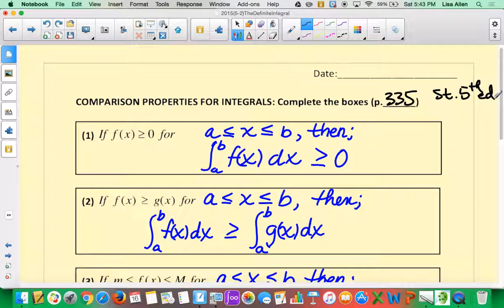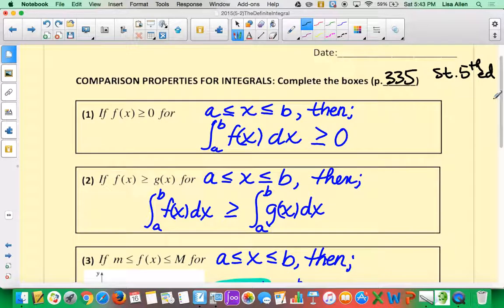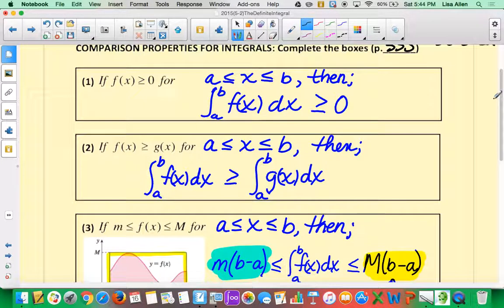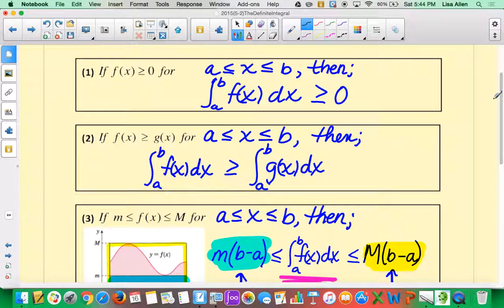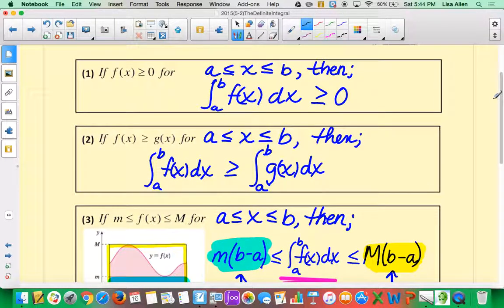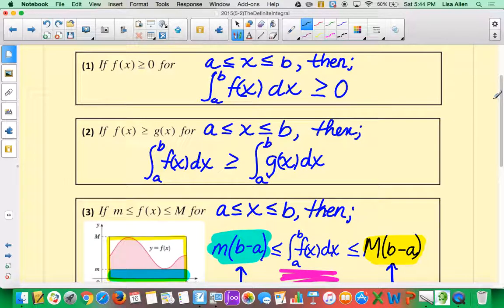So if you would copy these down in your notes, you can see the first one: if f is greater than 0 and a is less than or equal to x is less than or equal to b, then the integral from a to b of f of x dx is positive. It's greater than 0. That's really what that's saying. If the function is positive, so is the area, so is the integral.